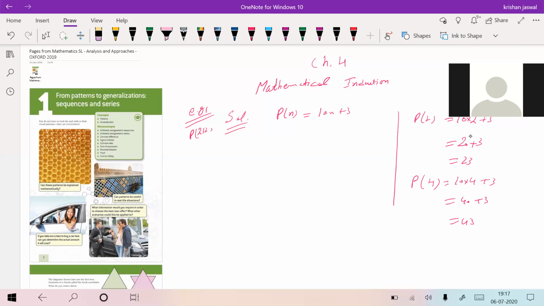Take n equal to 13. We do not need to solve all these steps. In this question, we give only one example which will show the given statement is false. Take n equal to 14, which is not divisible by 3. Therefore the value of P14 is equal to 10 into 14 plus 3, 140 plus 3, 143.